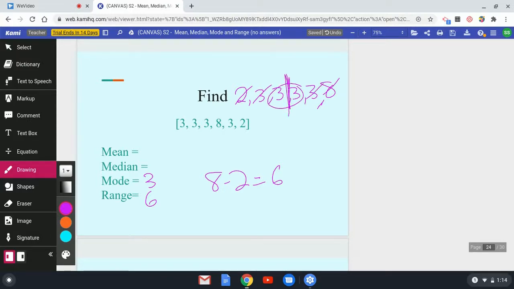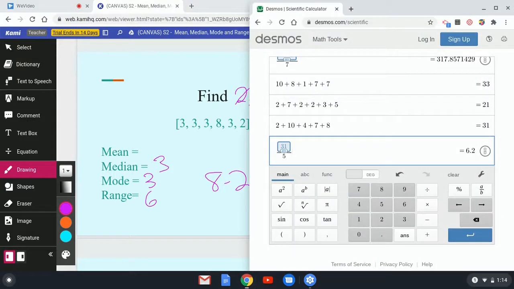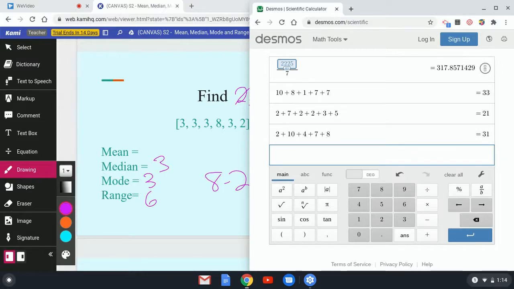Oh, it's the exact same number. What happens when it's the exact same number? It's that number. And then the mean. I always save the mean for last because it's kind of mean. Okay? You don't have to. You can do it in any order you want.